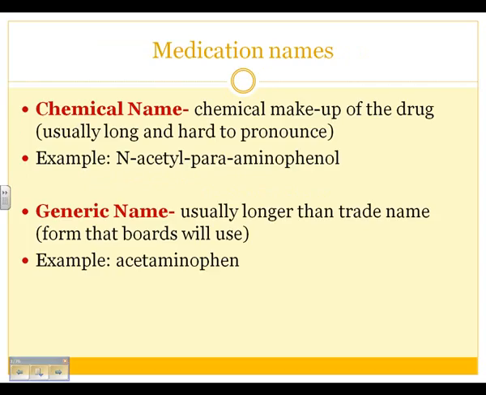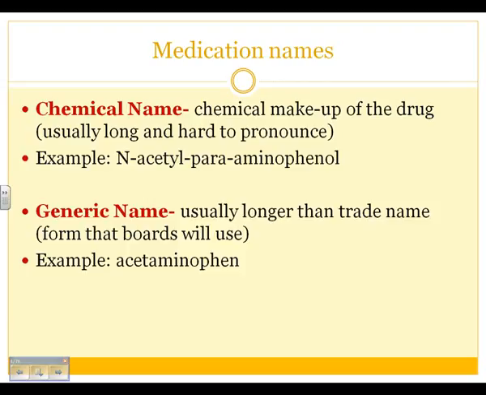All right, medication names. The chemical name of a drug is actually the chemical name. It's long, it's hard to pronounce, and we really don't use it much. The chemist may know, but that's about it. This right here is the chemical name for Tylenol. Okay? So just know that it exists, and we're going to move on.